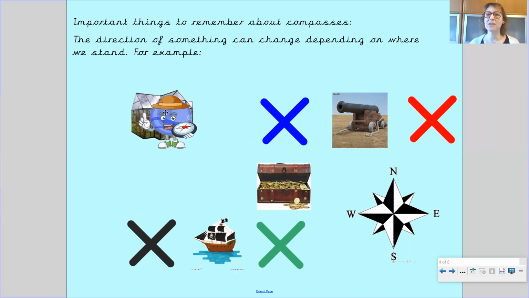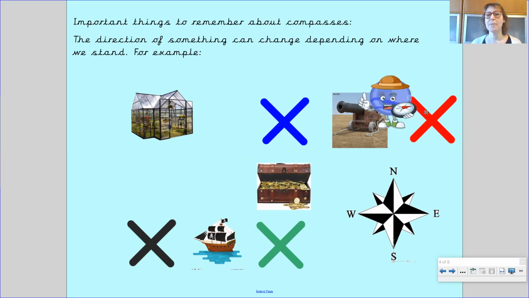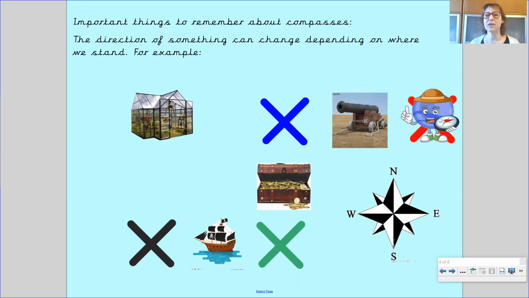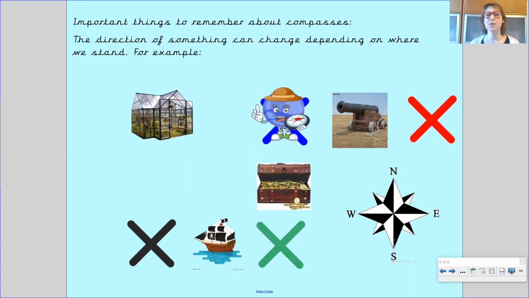So things depend on where you're standing because things don't move. Again, if he wanted to go to the cannon, it is currently to his east, but if he was on the red cross, the cannon would be to his west. And again, we could do that with the treasure box. Right now, the treasure box is north of where he's standing, but if he was to stand on the cross, then the treasure box would be south. So things change depending on where you are. They don't move, they just change orientation depending on where you are.